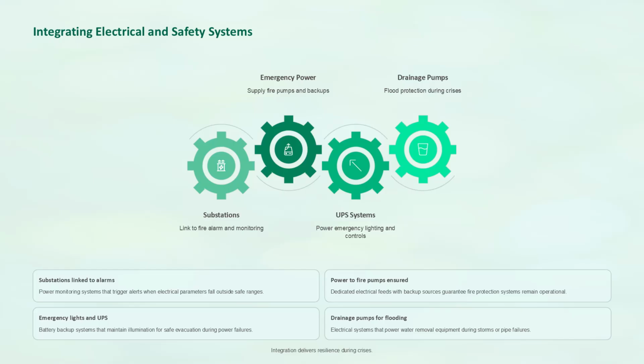Integration ensures all systems function during emergencies. It reduces downtime and disruption to hotel operations. It provides resilience against multiple risks. It improves guest confidence and trust. It ensures regulatory compliance under stress. Integration is the foundation of safe and reliable hotels.